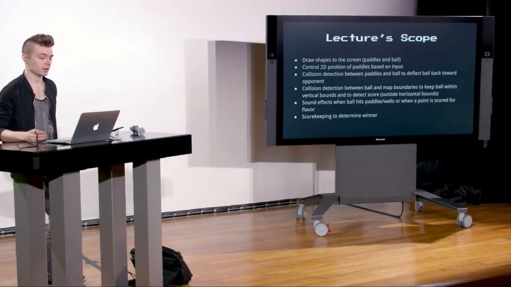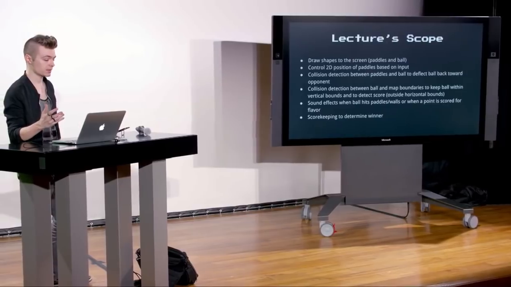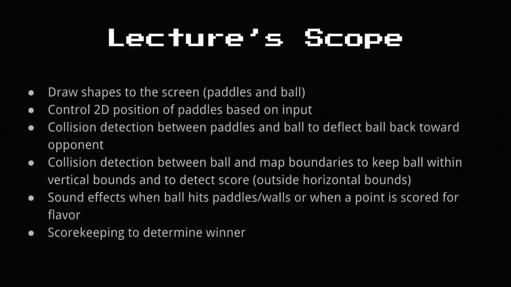And so today in our lecture, the scope is we want to first and foremost draw shapes to the screen because that's how we get our ball and paddles rendering, and those are just simply rectangles. We want to control the 2D position of these paddles because we want them to move up and down. We want the ball to also move.